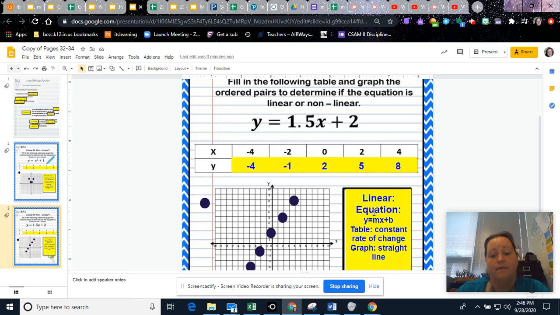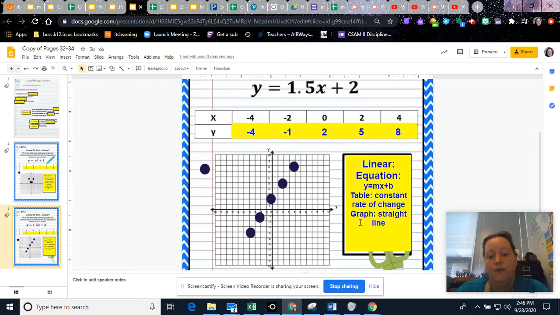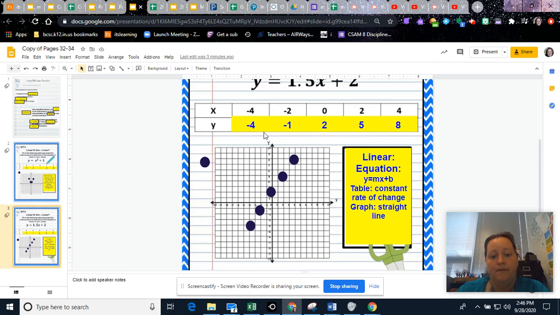You know that it's linear based on the equation because it falls into y equals mx plus b. You can tell that it's linear from the table because there's a constant rate of change. It goes up 3, this goes up 2. Up 3, up 2. Up 3, up 2. So it always has the same rate of change. For every 3 that it goes up, it goes over 2. 3 over 2 is 1.5. And you know that it's linear based on the graph because these points are in a straight line.